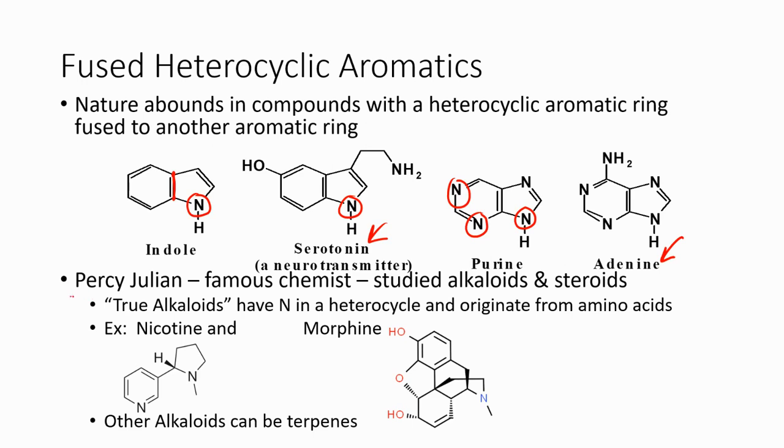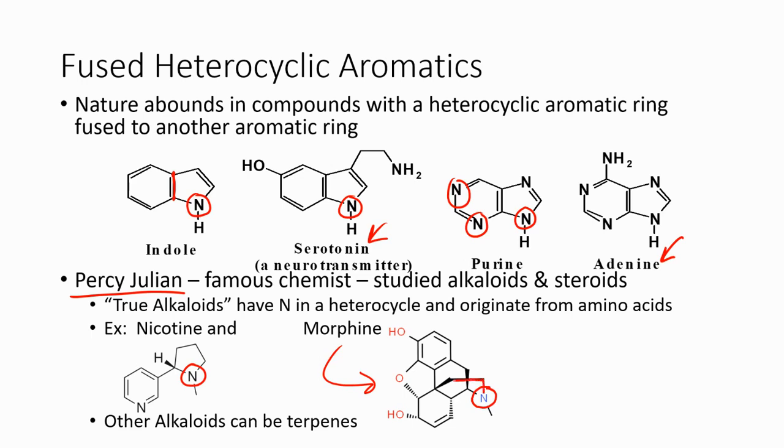Percy Julian is a famous black chemist who studied alkaloids and studied steroids. And the true alkaloids that he studied have nitrogen in a heterocyclic ring, and they are those that actually originate from amino acids. And examples of those are nicotine and morphine. Morphine, it's maybe hard to see that it's a heterocycle, but this nitrogen is part of its fused ring system here.